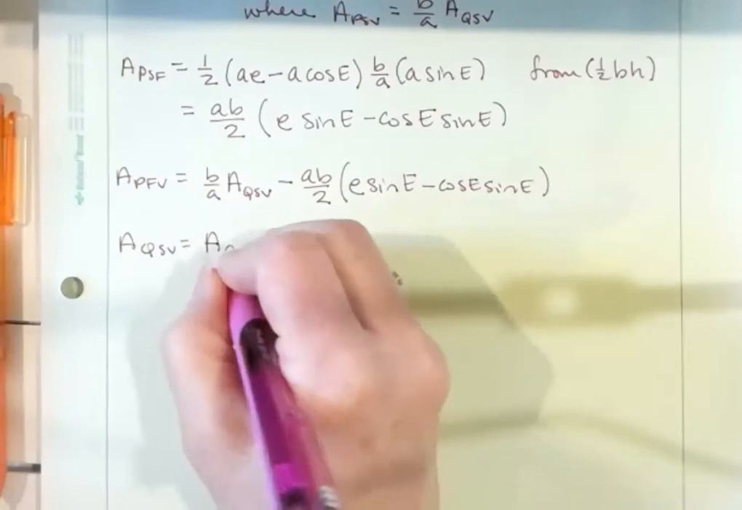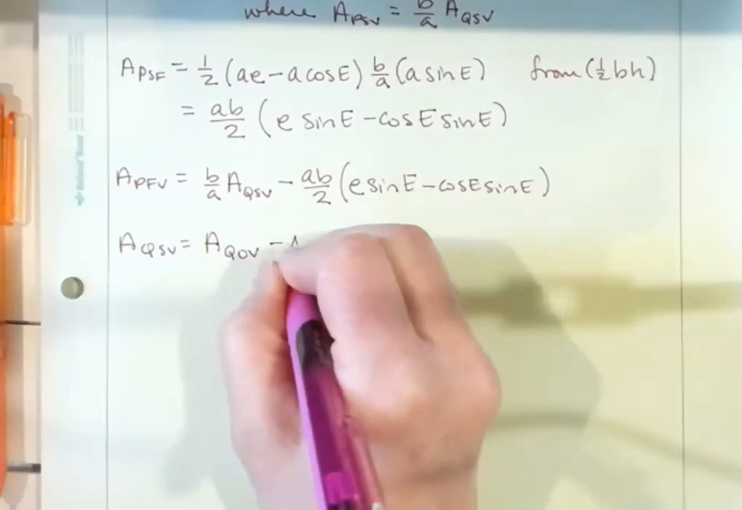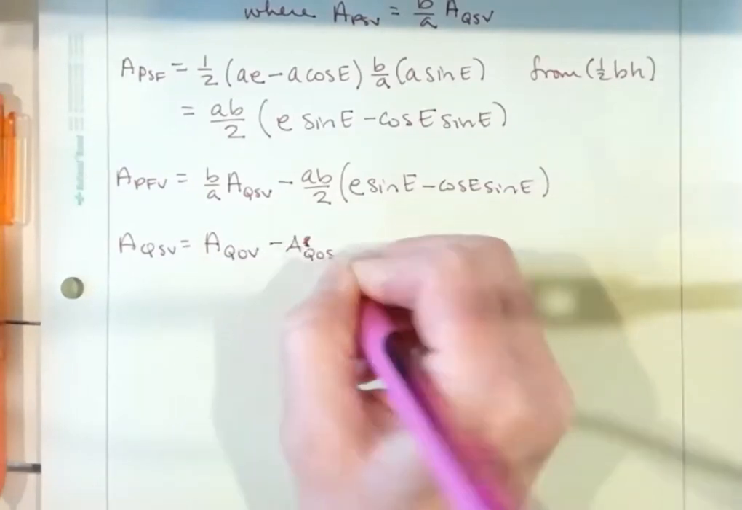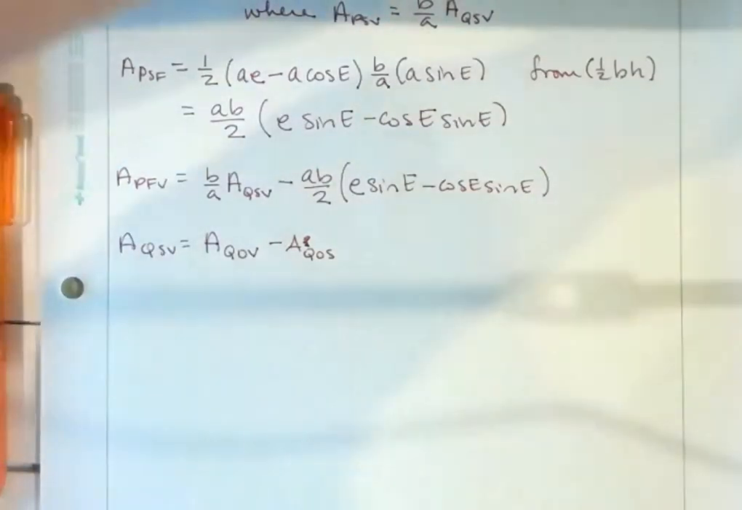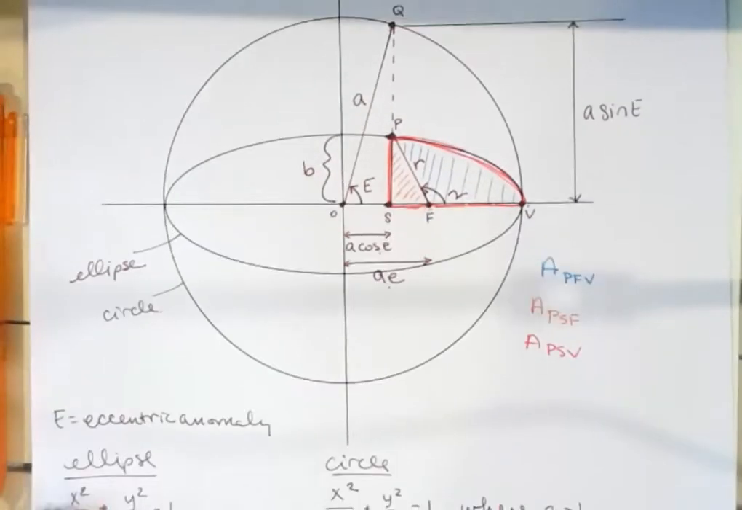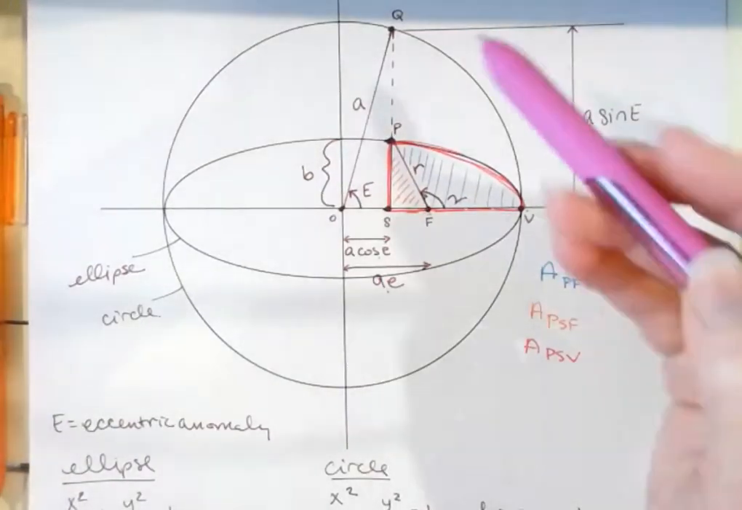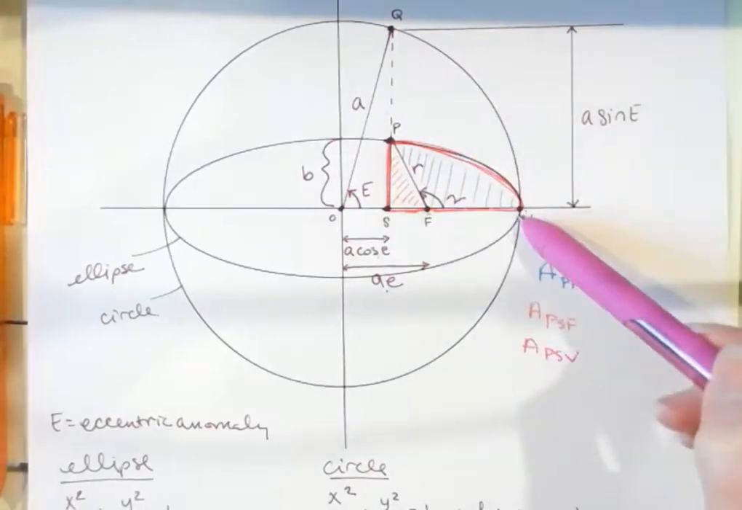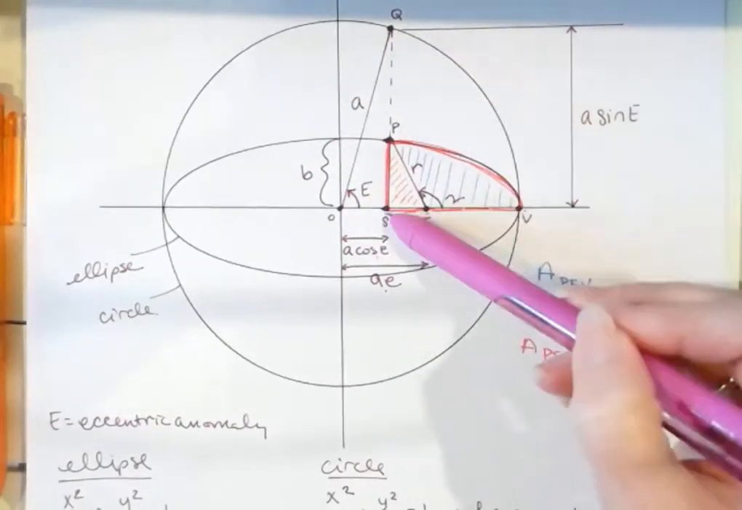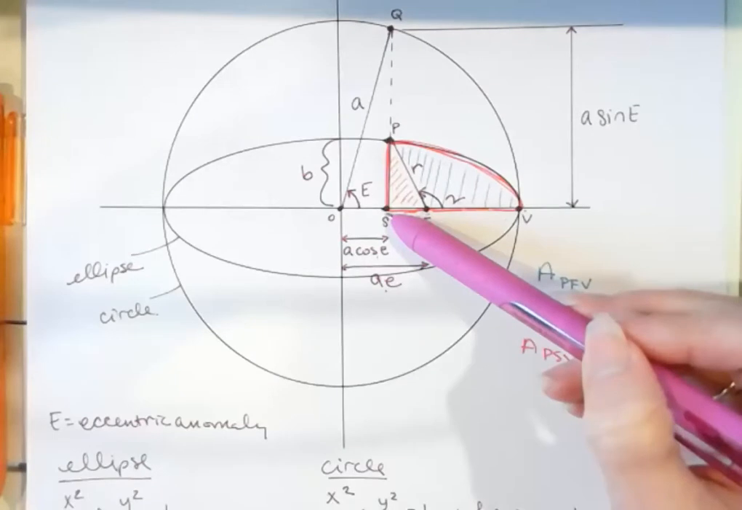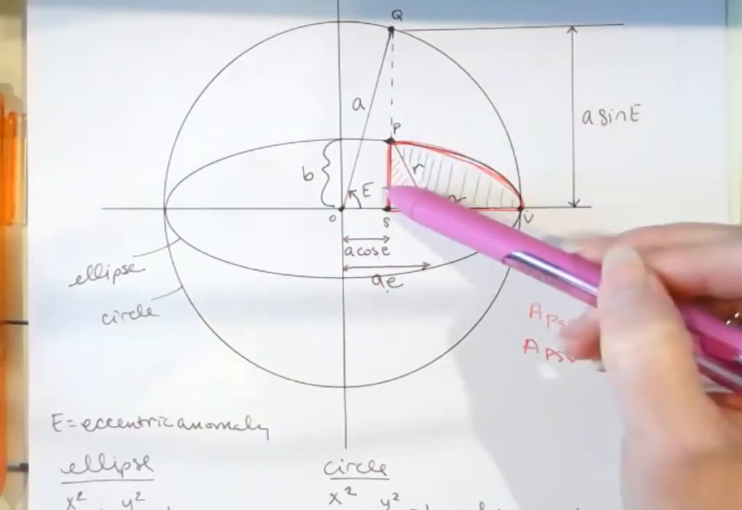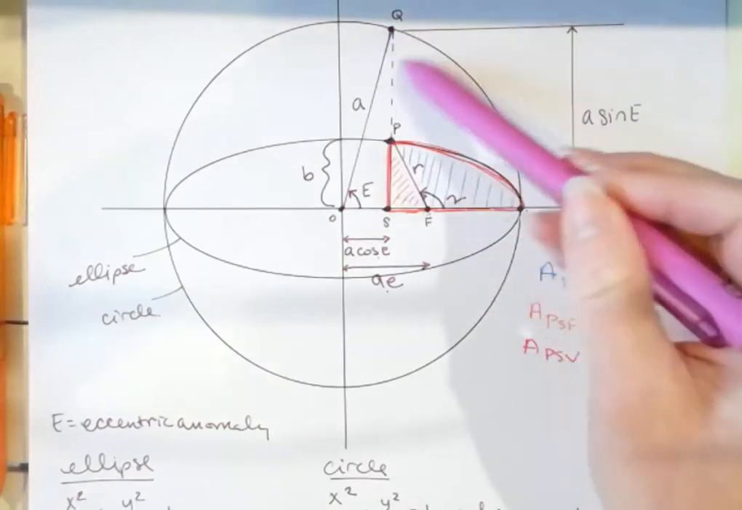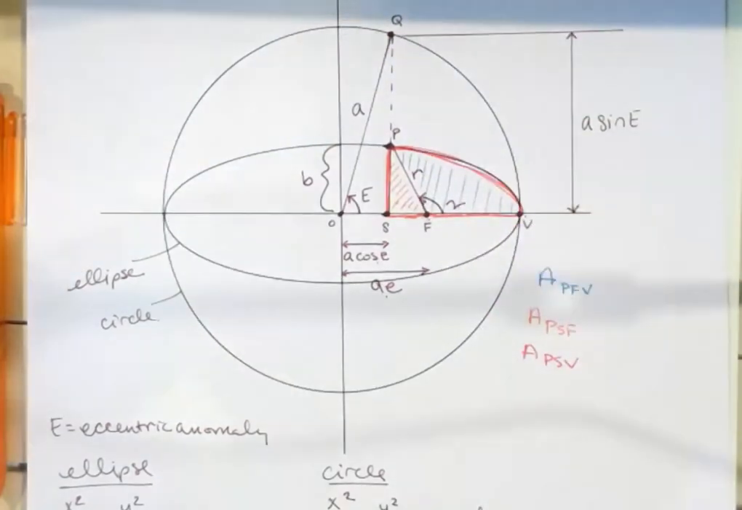So that is going to equal QOV minus QOS. So let's pull this picture back in again. Okay, so here's QOV. We've got this shape here, and we're going to subtract this triangular shape right here, QOS. And then that's going to give you the QSV area.